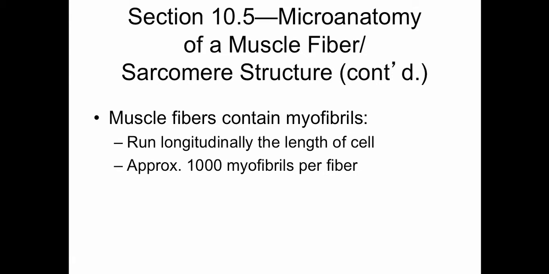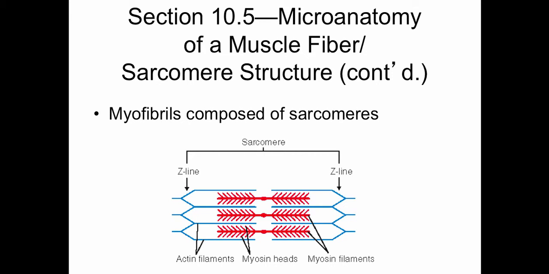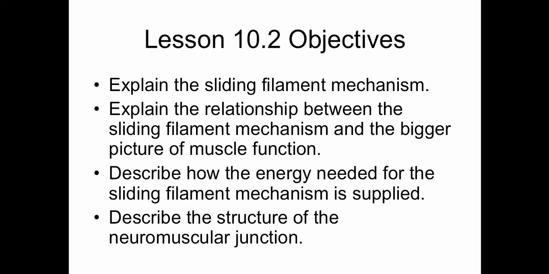Muscle fibers contain myofibrils. They run longitudinally the length of the cell, and there are approximately 1,000 myofibrils per fiber. This is the structure of a sarcomere. Note the thick myosin filament at the center of the sarcomere and the thinner actin filaments attached to the Z-lines. Here are the objectives for section 10.2.